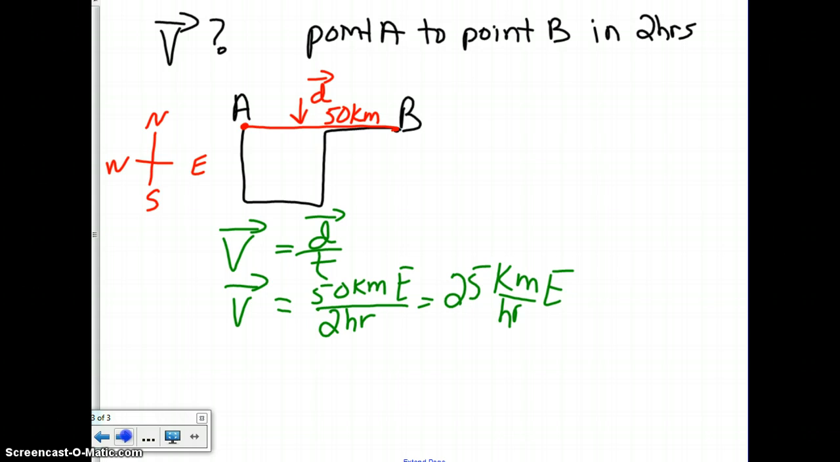So a vector velocity is a little different than the generic velocity that we talked about in the previous tutorial. This includes displacement.